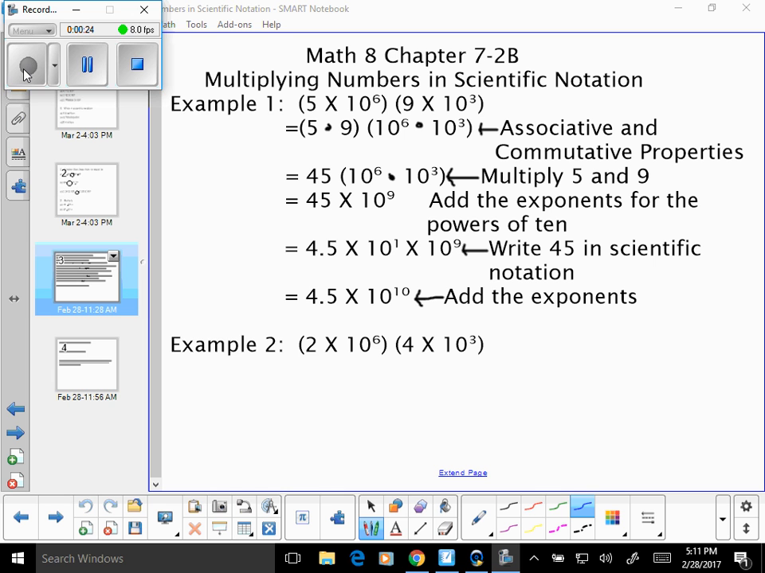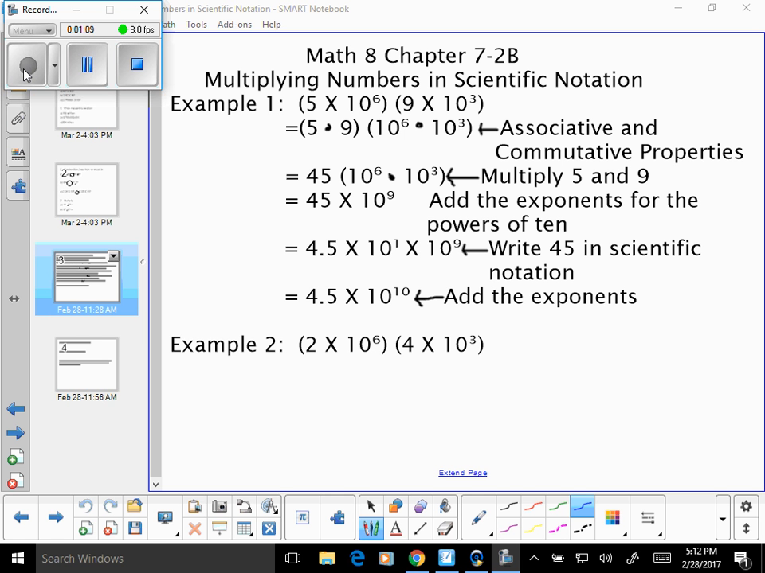We are going to take 5 times 10 to the 6th times 9 times 10 to the 3rd. We have to remember back a few chapters where we talked about like terms. Because 5 and 9, those first factors, are regular Arabic numerals, that means they are like terms. I can use the associative property to move them together and multiply them, 5 times 9. 10 to the 6th and 10 to the 3rd is like what we did yesterday. That is taking the base of 10, multiplying them together. So I'll have 10 to the 6th times 10 to the 3rd.